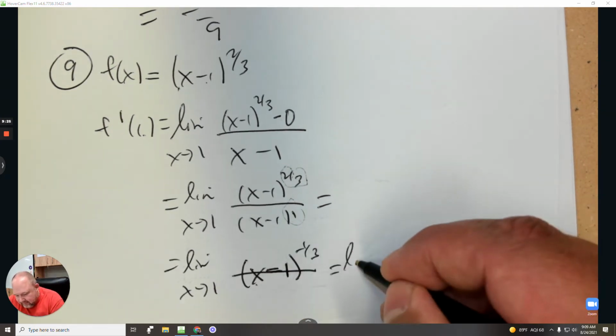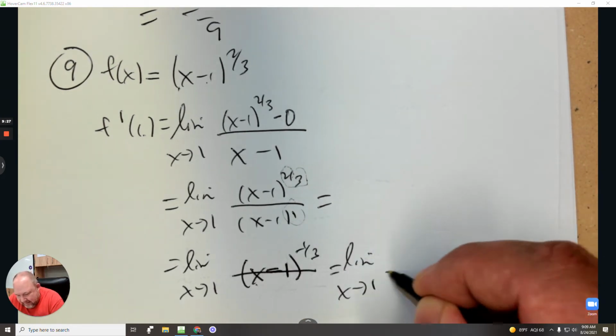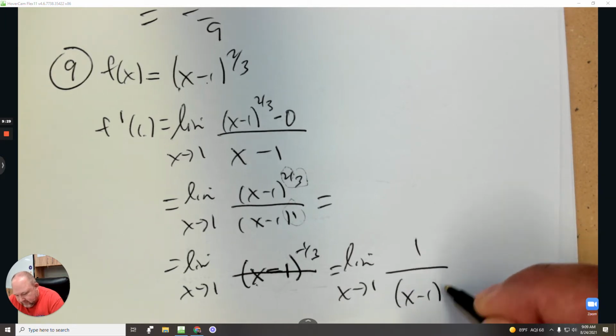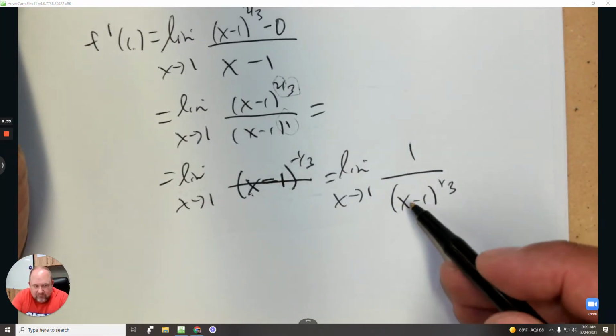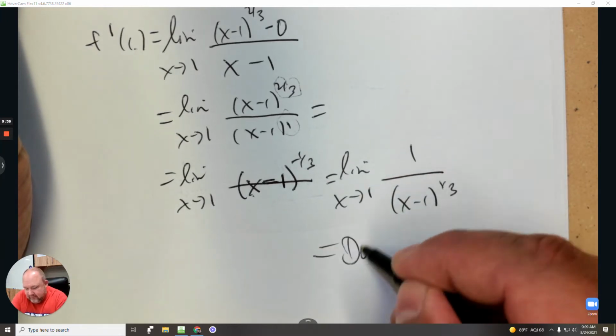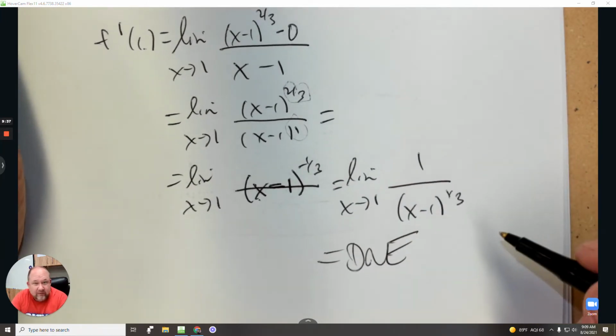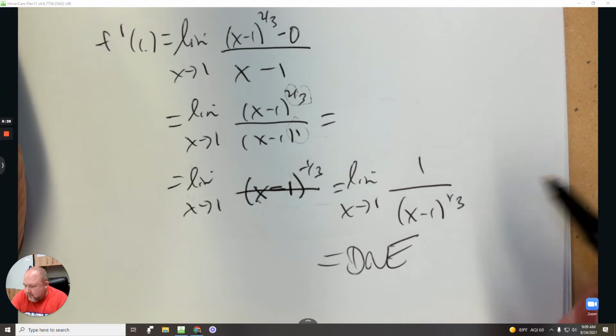So negative 1/3 is like this. And then when you plug 1 in, it's not indeterminate, it's undefined. So this limit doesn't exist. That derivative doesn't exist at that point. Number 10.